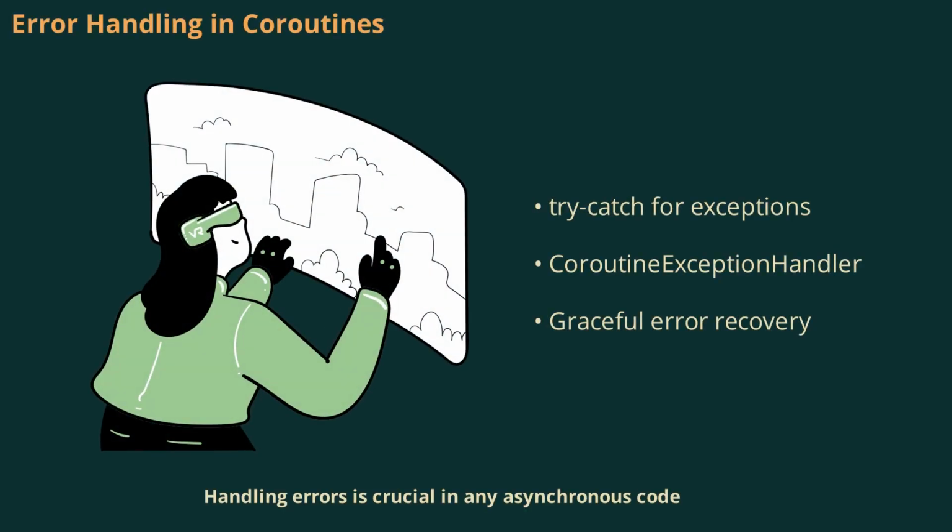Handling errors is crucial in any asynchronous code. Coroutines provide structured ways to catch and handle exceptions, ensuring your app remains stable even when things go wrong. You can use try-catch blocks, CoroutineExceptionHandler, and supervisor jobs to manage errors gracefully. This keeps your user experience smooth and prevents crashes.